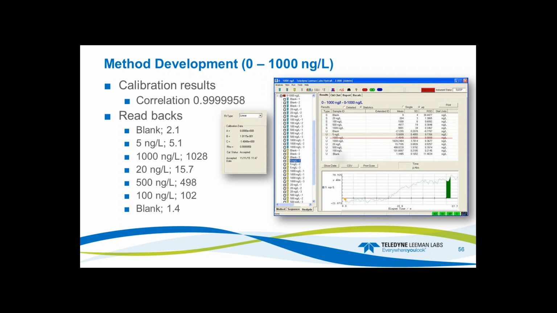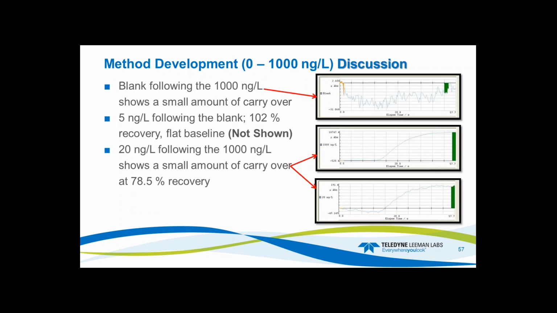The 1,000 came in at 1,028. The 20 came in at 15.7, a little bit low off the 20. 500, 498, 100, 102, and then the last blank came in at 1.4. So the first blank slightly high, maybe a little bit of contamination from the 1,000. The last one reading after the 100, less mercury in the system, a little better value, but overall that's not too bad.